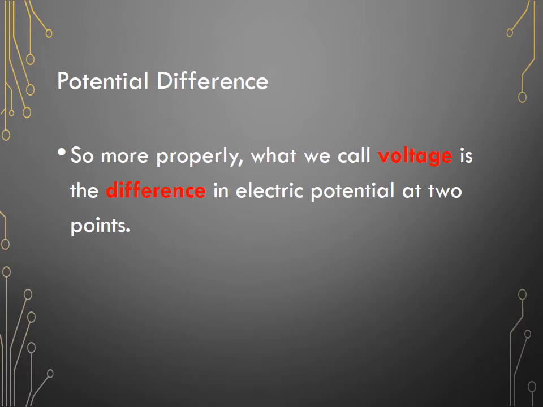So what we call voltage is actually more properly called the difference in electric potential at 2 points. Now, electric potential is not energy. Remember, it's energy per unit charge. So if you wanted to write this in units that we've seen before, you could call it joules per coulomb.